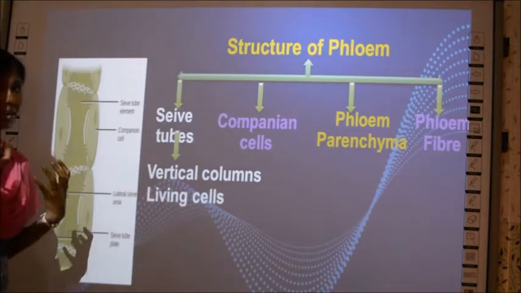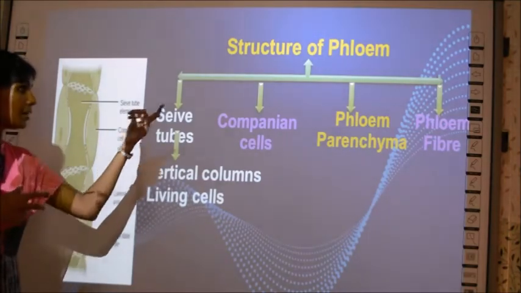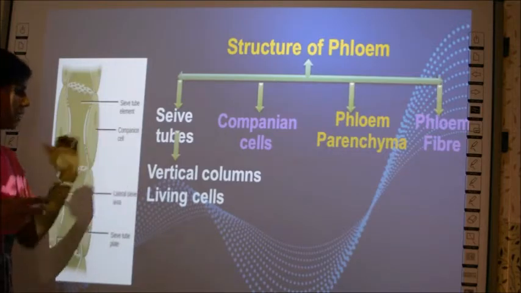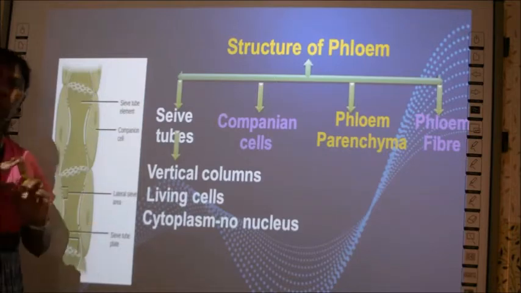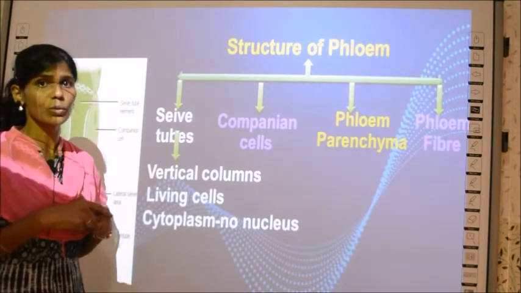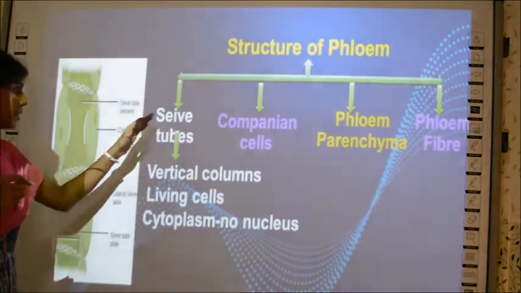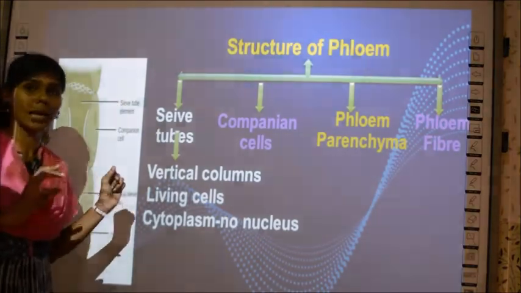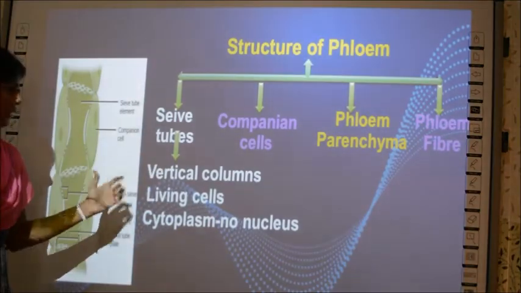And then they are living cells. Older xylem is dead, but in the structure of phloem, the cells in sieve tubes are alive. They are living cells. You can see cytoplasm inside, but no nucleus. Almost all the cells which have cytoplasm will have a nucleus, right? But this is the exception. The sieve tubes will have cytoplasm, but they do not have a nucleus. Absence of nucleus is a special property of sieve tubes.